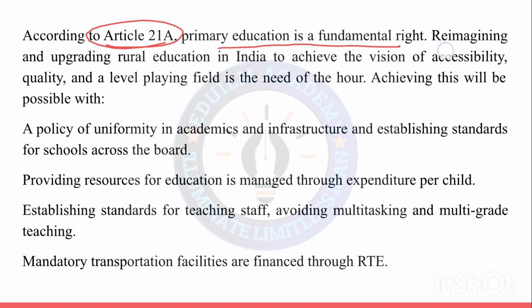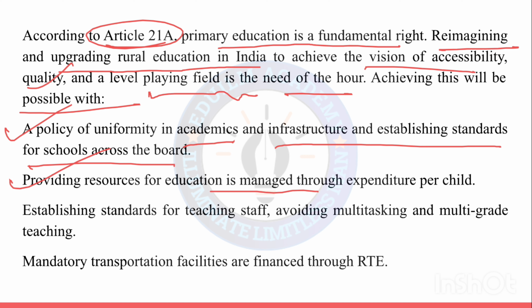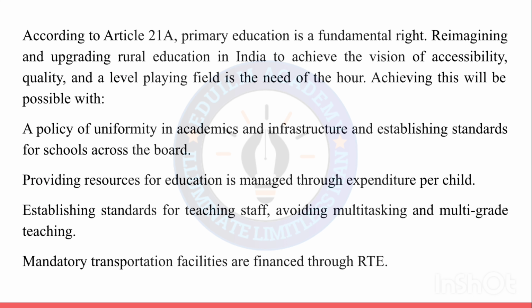According to Article 21, primary education is a fundamental right. Reimagining and upgrading rural education in India to achieve the vision of accessibility, quality, and level playing field is the need of the hour. Achieving this will be possible with a policy of uniformity in academics and infrastructure and establishing standards for schools across the board. Providing resources for education is managed through expenditure per child. Establishing standards for teaching staff, avoiding multitasking and multi-grade teaching. Mandatory transportation facilities are financed through RTE.